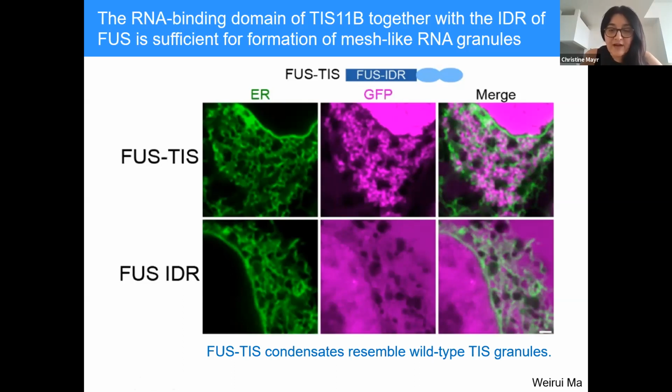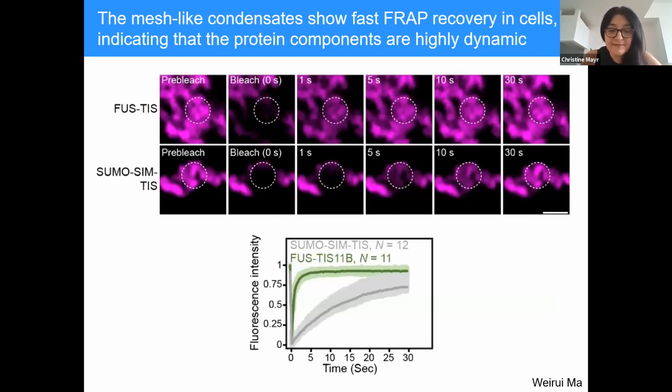Then we did some FRAP, and we saw something very surprising. We found that for both FUS-TIS and SumoSim-TIS, the protein components are actually quite dynamic. You can see they recover very fast. That tells you that these network-like condensates are not aggregates. Their protein components are highly mobile, but they are not sphere-like.